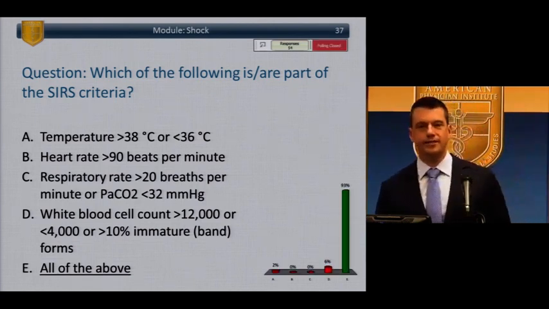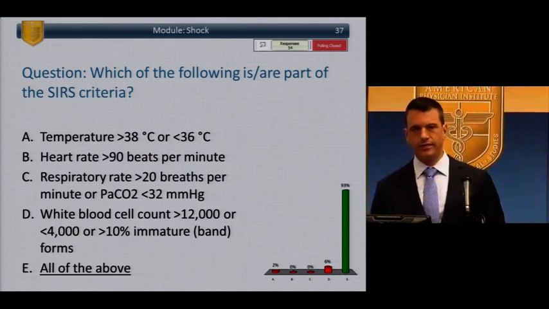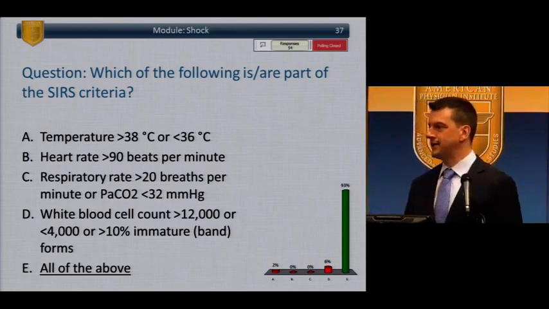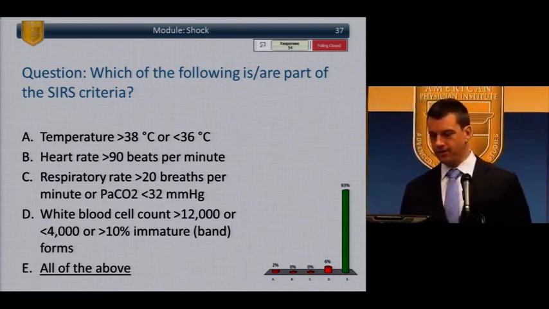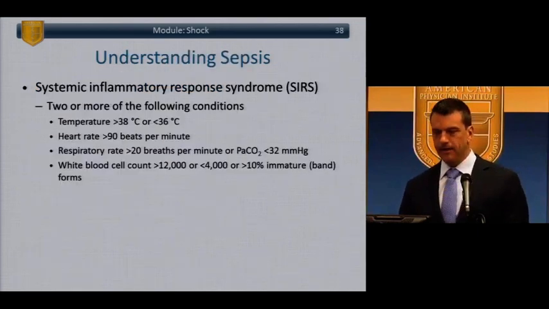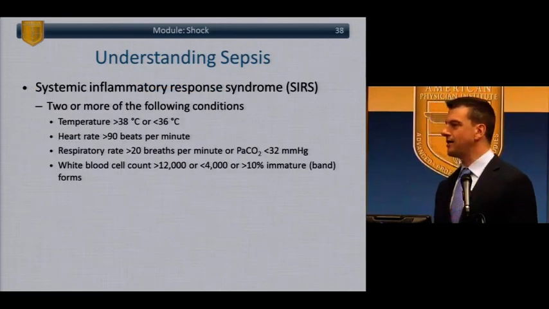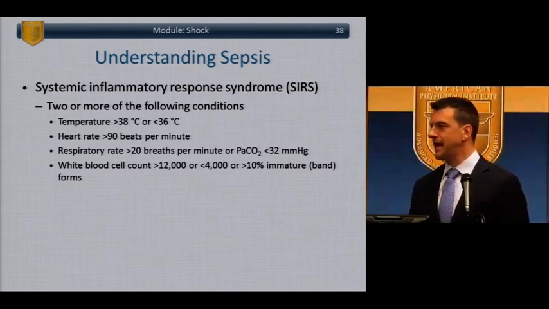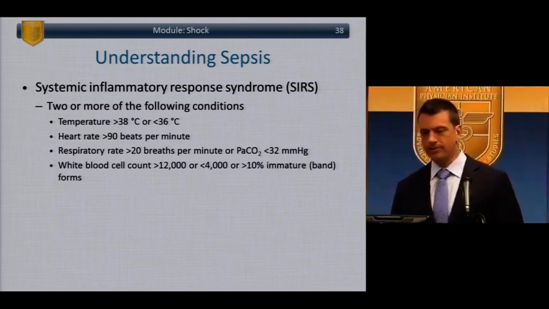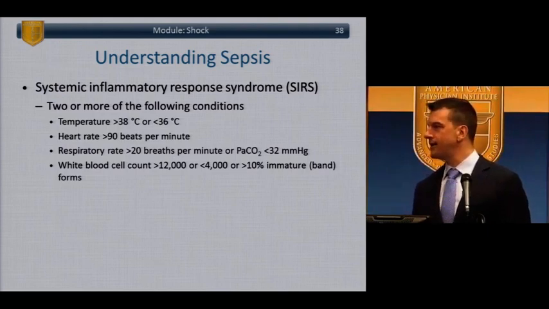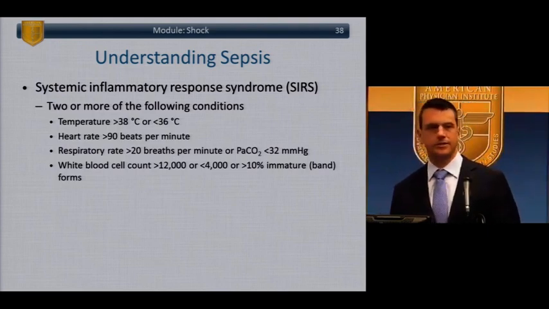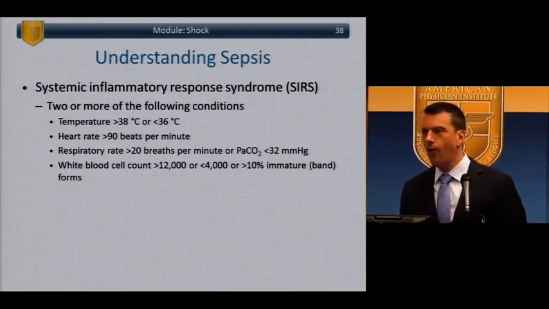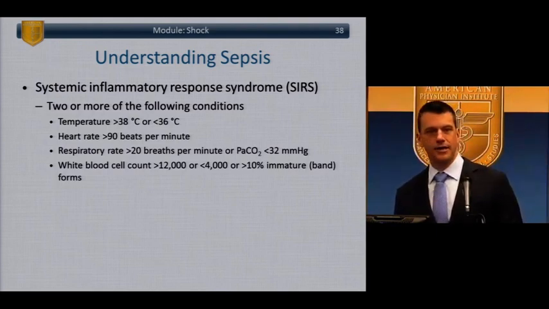That's correct, all of the above. These are the 4 SIRS criteria. If 2 of these are present, we say that the patient has SIRS. So again, the temperature elevated or depressed, above 38 or below 36, tachycardia, respiratory rate of greater than 20, so they're hyperventilating, or on the blood gas, the CO2 is now below 32, or elevated or decreased white blood cell count, or a high immature band rate.